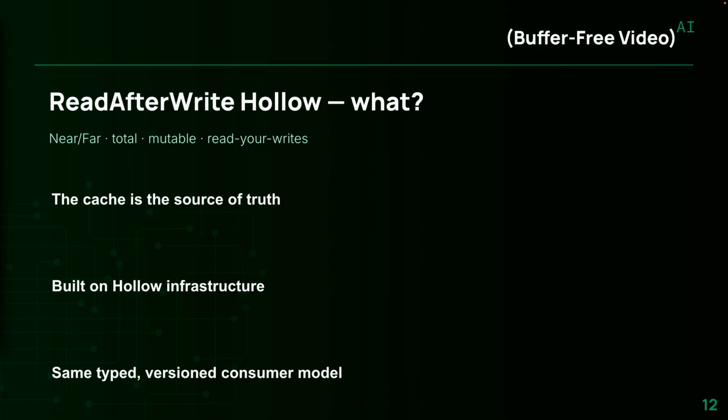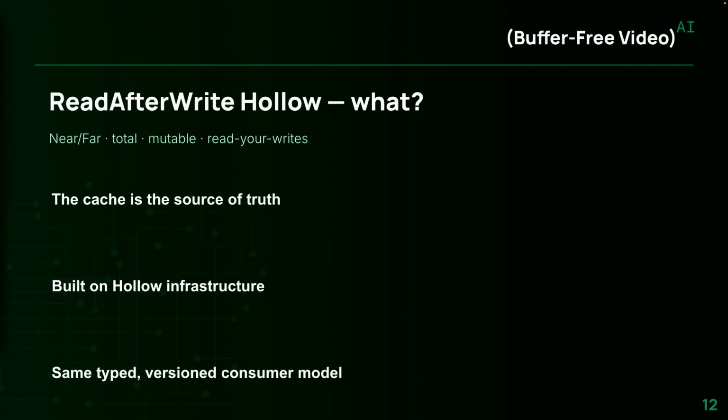But Hollow consumers can only read, and the natural next question is, what if an app wants to also be able to write incrementally to these datasets? And that's where another abstraction over Hollow that we call read-after-write Hollow, or RAW Hollow, comes in. It's also a total in-memory versioned dataset similar to Hollow, but mutable and with read-your-writes consistency. This property makes the cache offering also capable of being a source of truth.